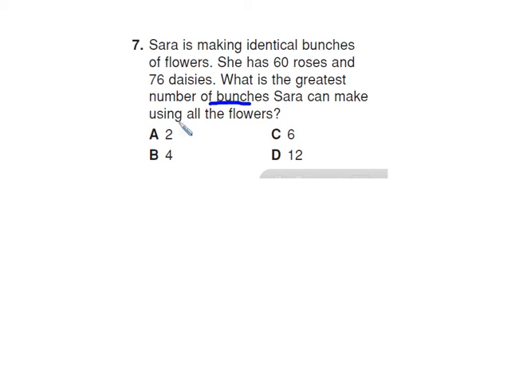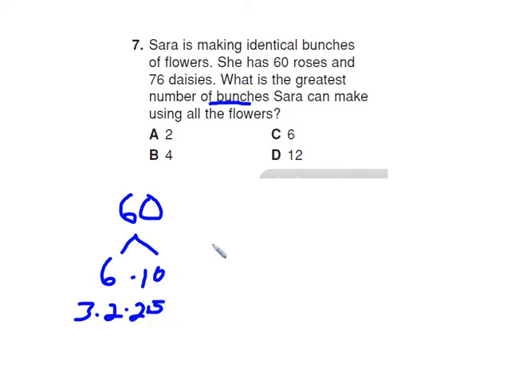And let's go ahead. We're going to write out 60 as a string of prime numbers. I can say, well, 6 times 10 would be one factor pair. Then I can say 3 times 2 times 2 times 5. And then I like to just write them in order. 2 times 2 times 3 times 5. You don't have to write them in order, but I like to. That's for 60. Now let's do it for 76.